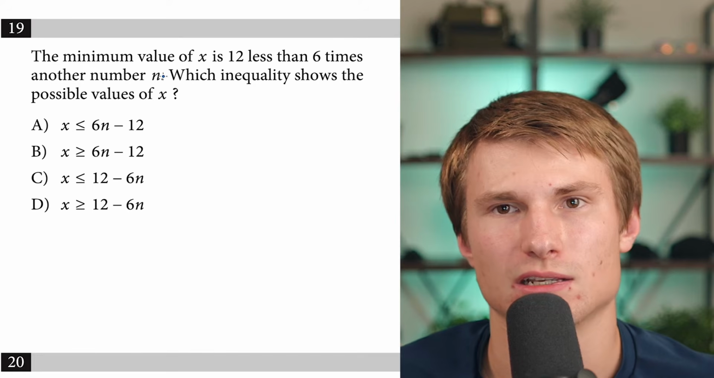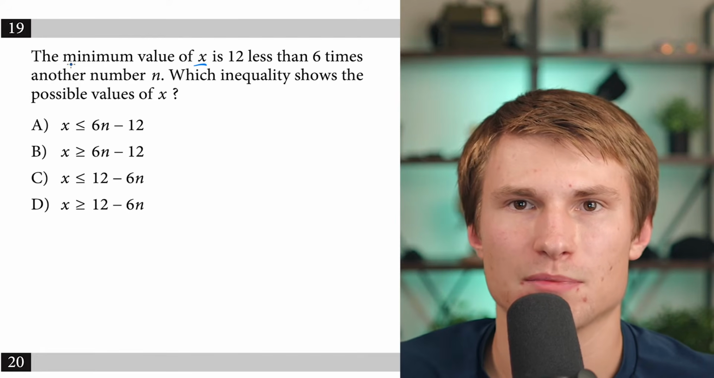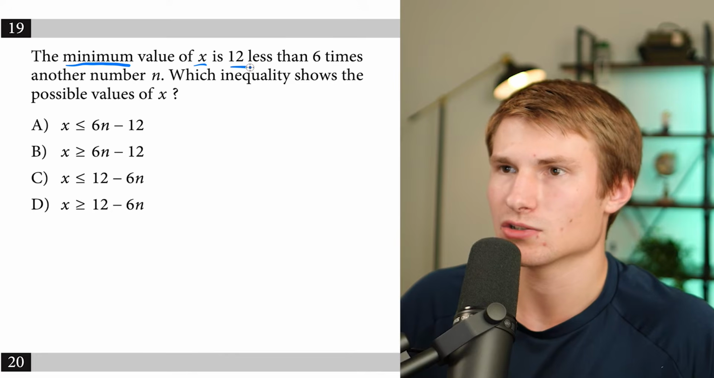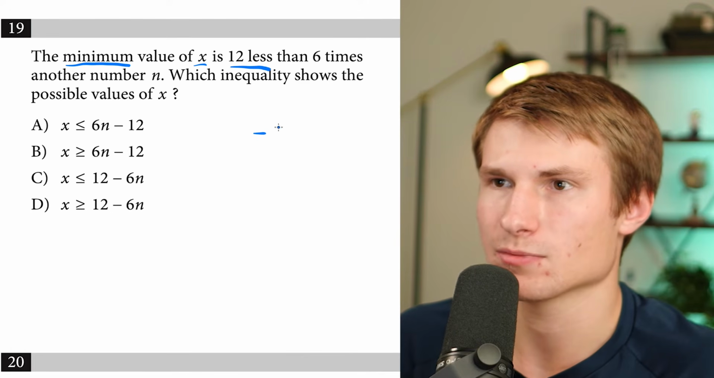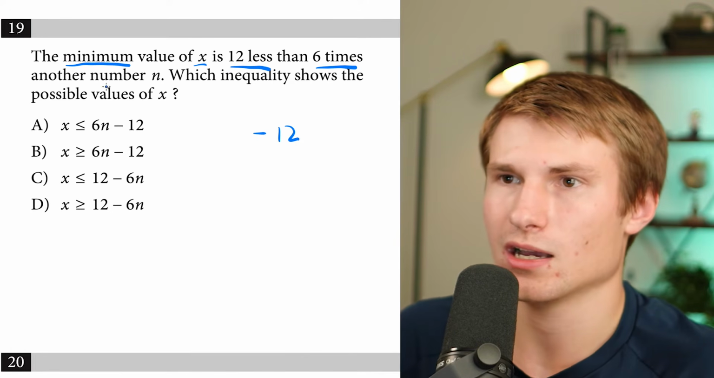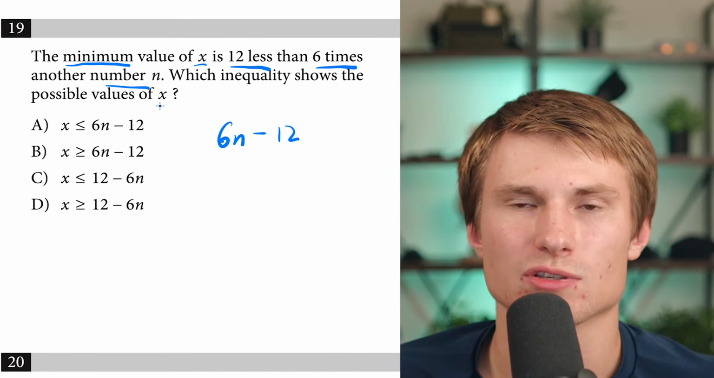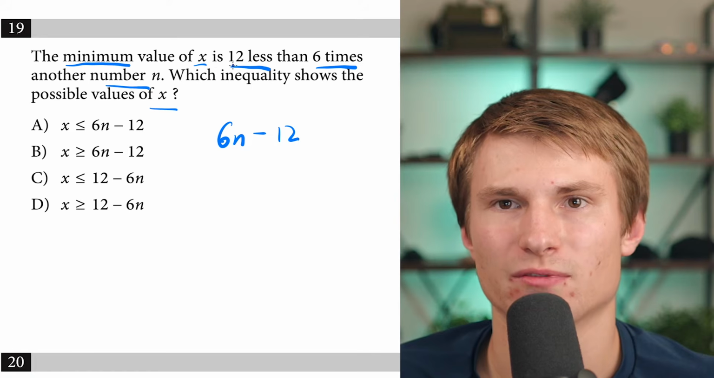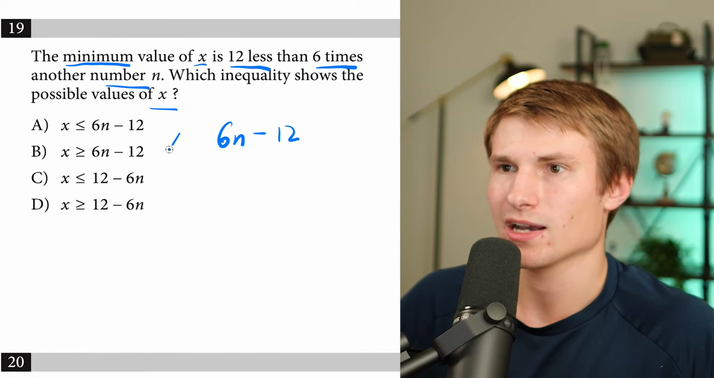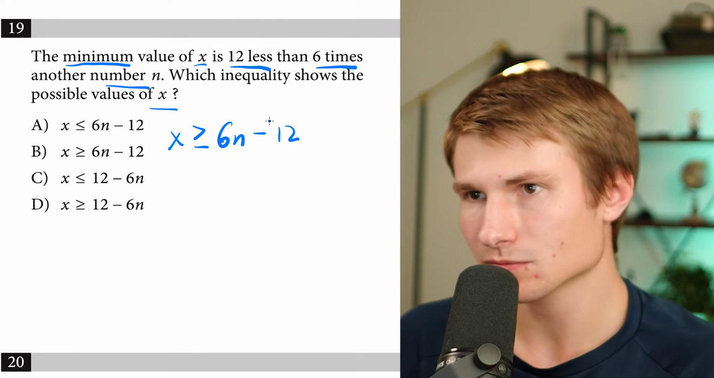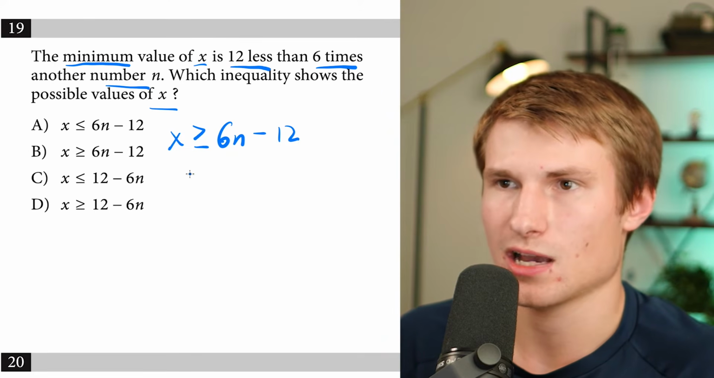Here's question 19. The minimum value of x, okay, minimum value, always pay attention to minimums and maximums. Minimum value of x is 12 less, so minus 12, than 6 times another number n, so 12 less than 6 times n. Which inequality shows the possible values of x? We know the minimum value of x is this. So x must be greater than or equal to that.